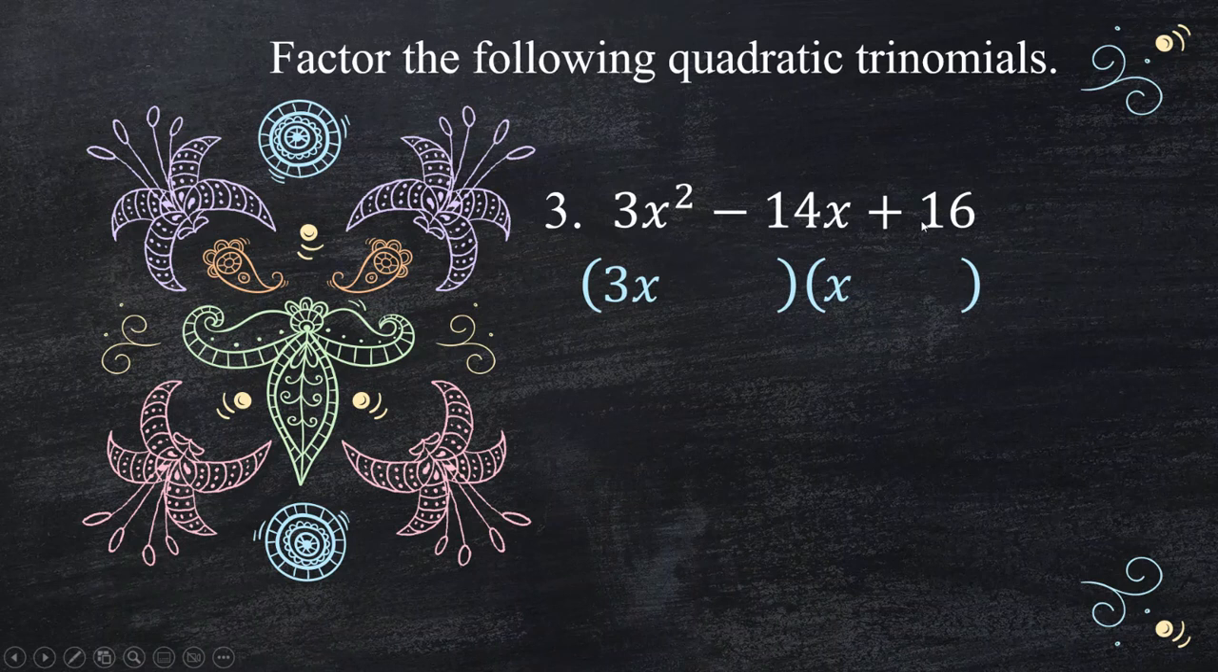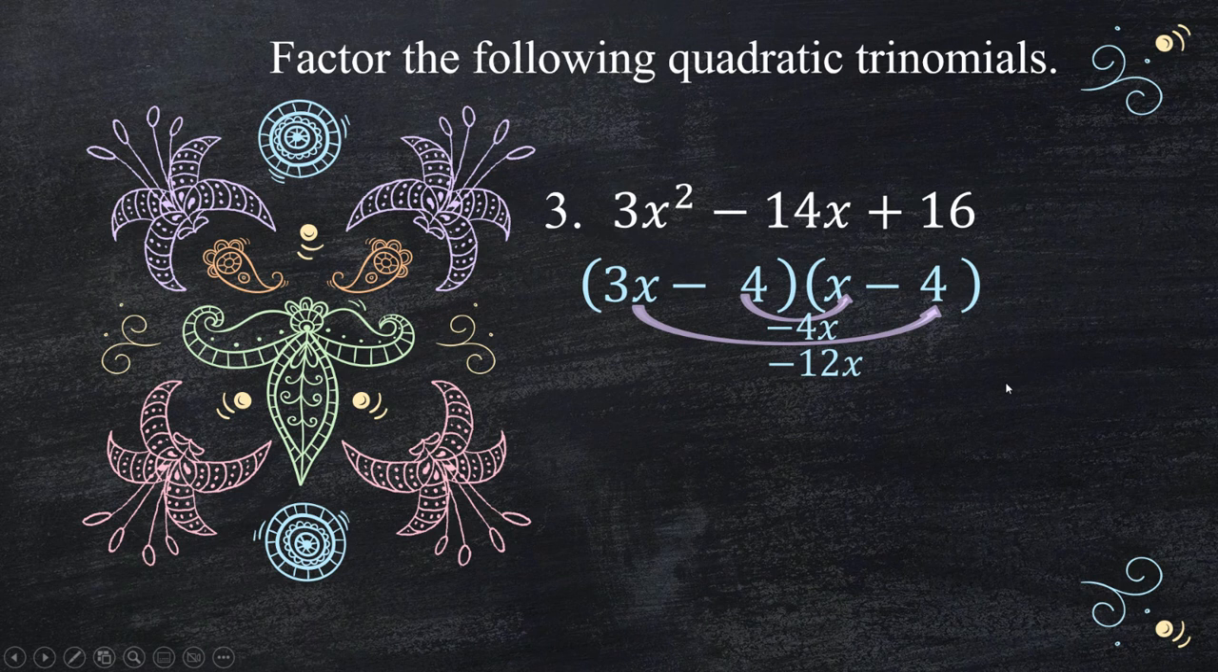This is negative, but my 16 is positive, so I'm going to know for a fact that both my second numbers are going to be negatives because, again, like the logic with the last one, we need them to add to negative 14, okay? So I chose negative 4 and negative 4. So my outside product, 3x times negative 4 is negative 12x, and negative 4 times x is negative 4x. Well, negative 12x plus negative 4x is not negative 14x, so we know that's not right. Okay, so now we need to do a second guess.